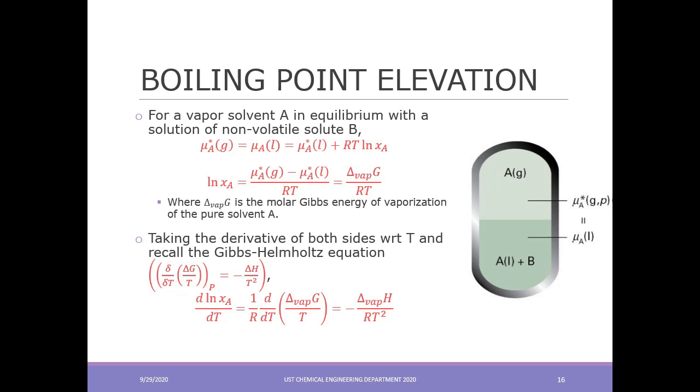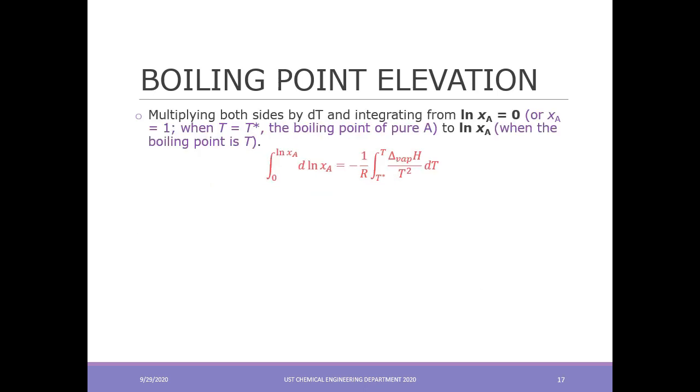Recall from Module 1 that this derivative term is just equal to negative delta H over T squared based on the Gibbs-Helmholtz equation. To evaluate the previous expression, we multiply both sides by dT and integrate from ln XA equal to 0, or when XA is equal to 1 and boiling point is equal to T star, up to ln XA when boiling point is some temperature T. Integrating, we get ln XA, which is also equal to ln 1 minus XB for binary mixtures, equal to negative enthalpy of vaporization divided by R times the quantity 1 over T minus 1 over T star.